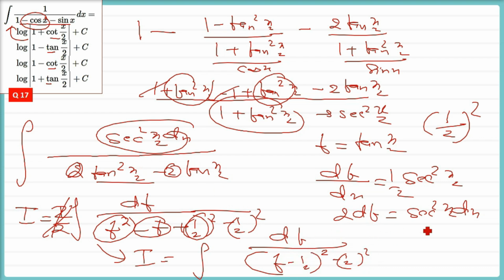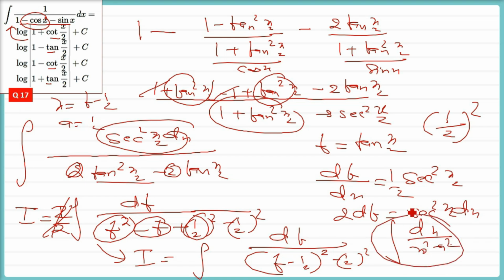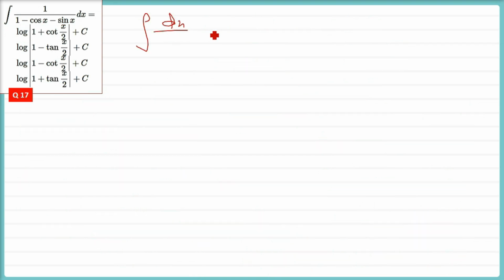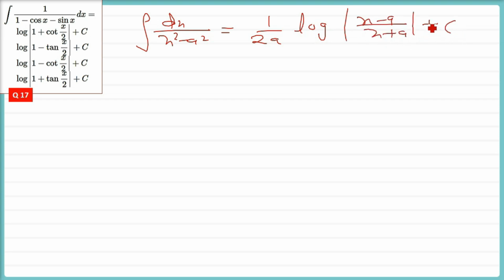So the integration of dx divided by x square minus a square. Let's do it now. x we will take as t minus half and a we will take as half as per this result. So x is t minus half, a is half. So the integration of dx divided by x square minus a square is 1 by 2a log modulus of x minus a divided by x plus a, plus a constant of integration.